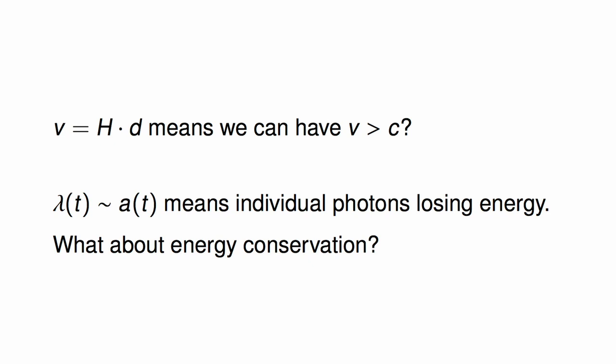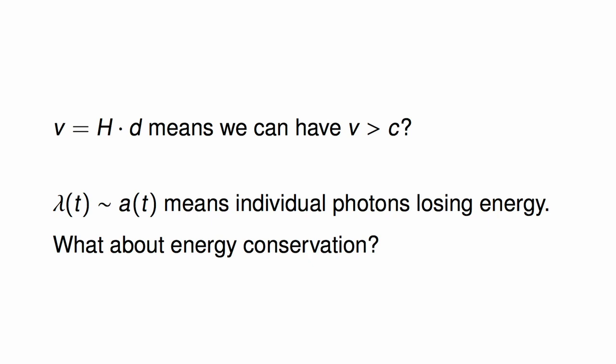So v equals H times d means that if you have the distance large enough, then you have recession speeds that are faster than light. How can that work when we are working within the framework of relativity? So that's at least puzzling at first glance.